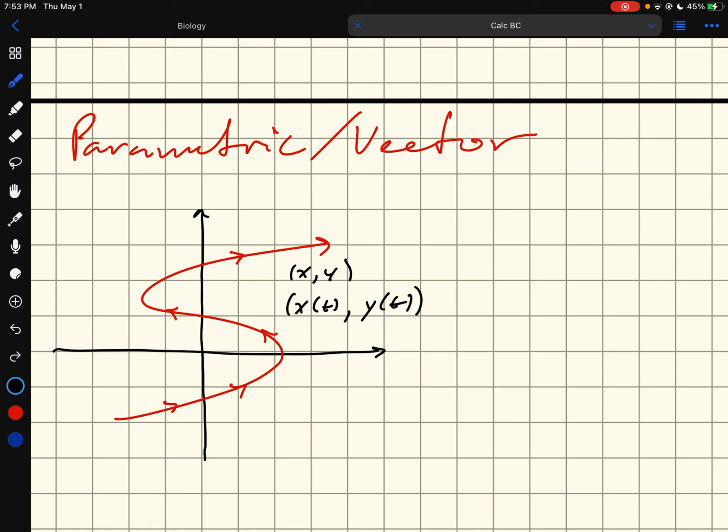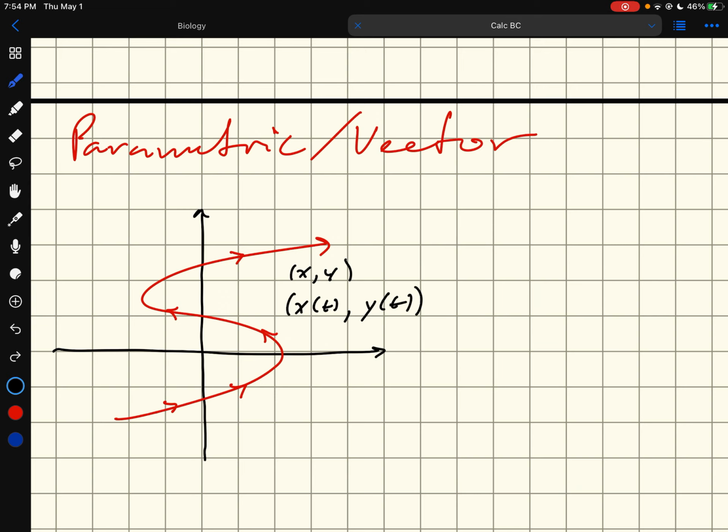Anyways, a lot of the time you're just going to be asked to differentiate or integrate. And all you do is you just integrate each of them separately. So if they wanted the rate of change, you would just differentiate this one, and then differentiate this one. So you differentiate both of them.